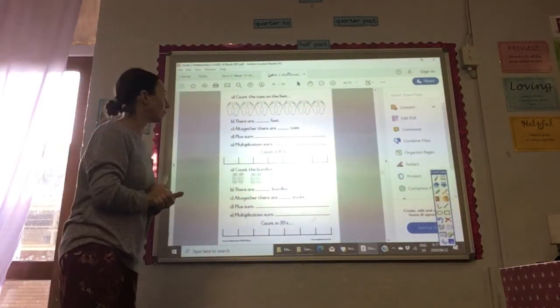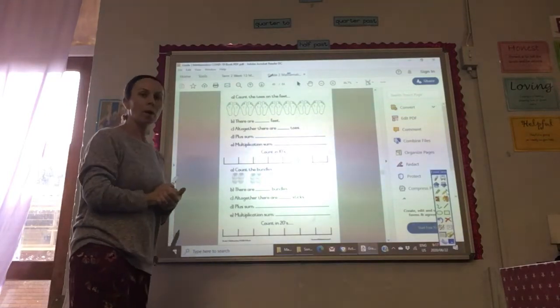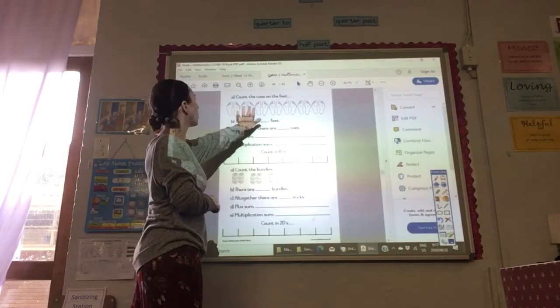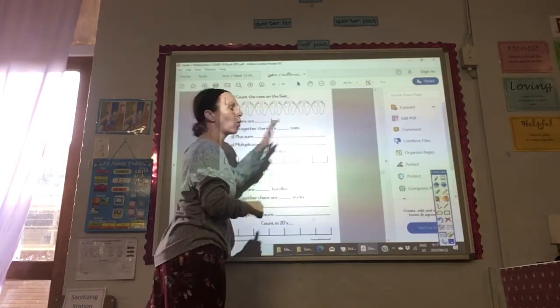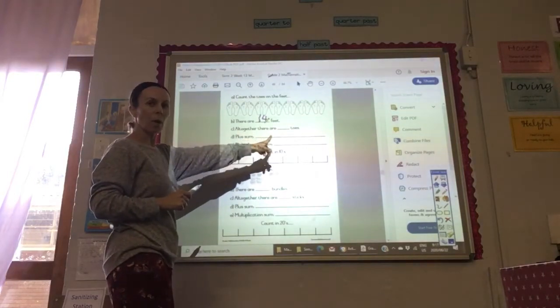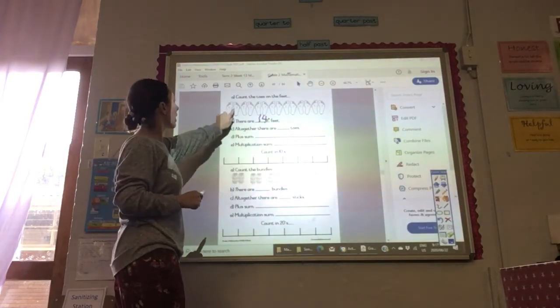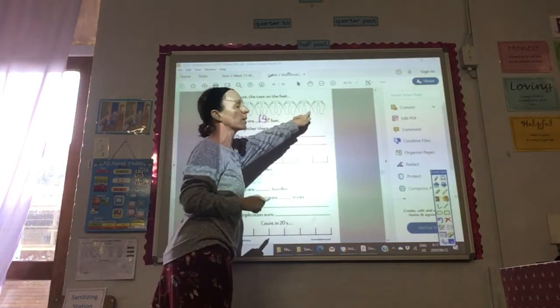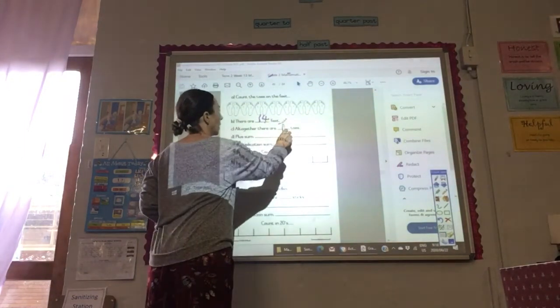Count the toes on the feet. There are blah blah feet, so let's go. Let's count in twos to make it quicker. 2, 4, 6, 8, 10, 12, 14. Altogether, there are blah blah toes. 5, 10, 15, 20, 25, 30, 35, 40, 45, 50, 55, 60, 65, 70.